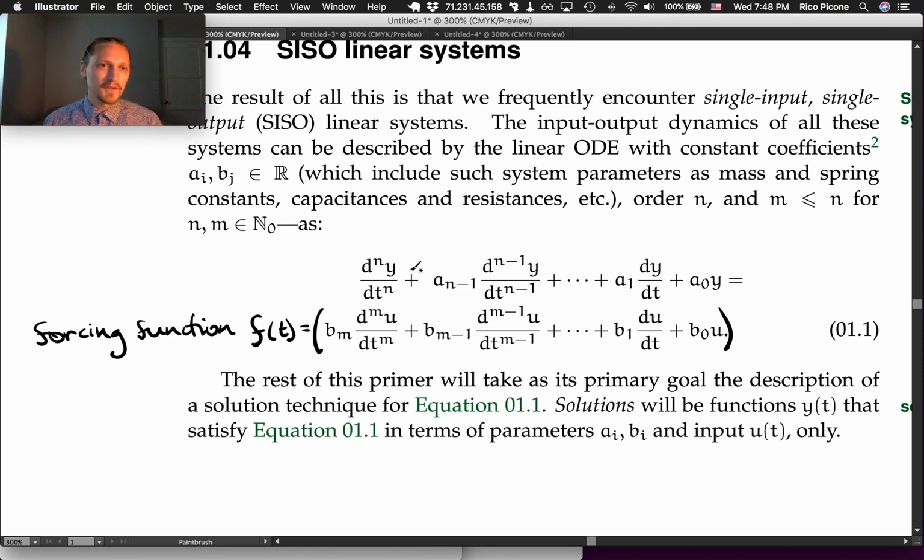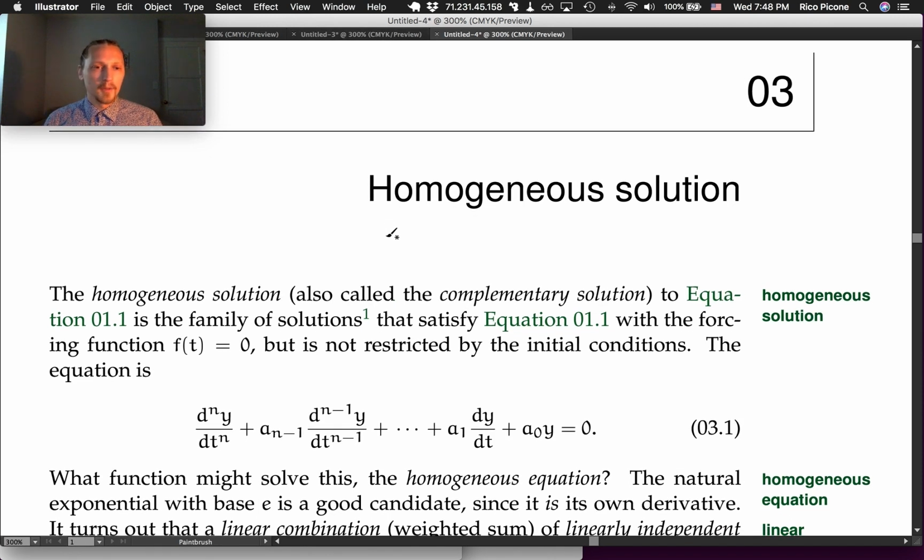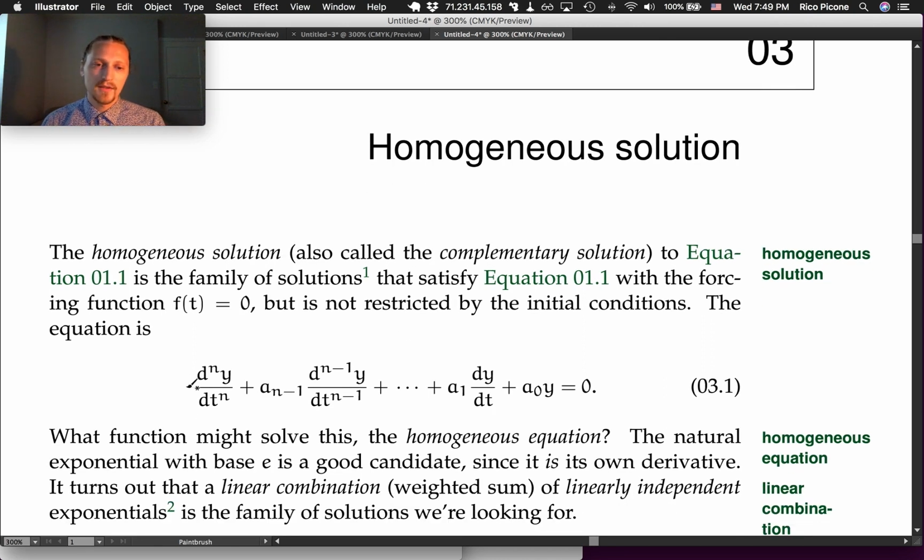We're going to go after the first of two partial solutions that we're going to put together into the general solution. So, the homogeneous solution uses equation 1,1 still. So the homogeneous solution is the solution to equation 1,1. So the family of solutions to equation 1,1 that satisfy equation 1,1 with the forcing function f of t equal to 0, but is not restricted by the initial conditions. Okay, so we set the forcing function equal to 0. We have not yet applied the initial conditions, but we're going to satisfy what's left, which is just 3,1.